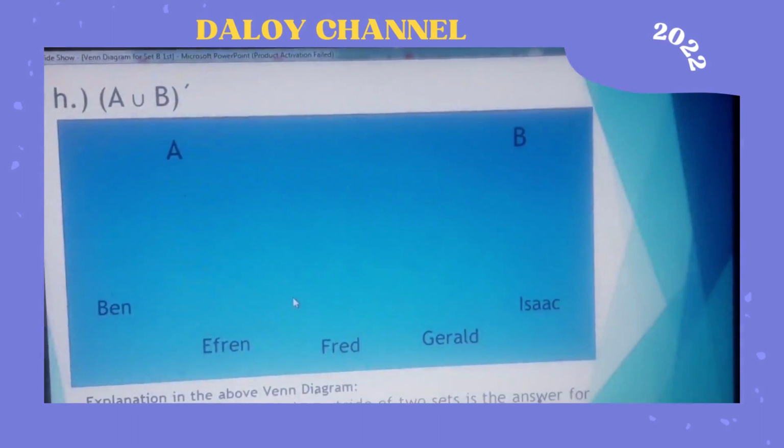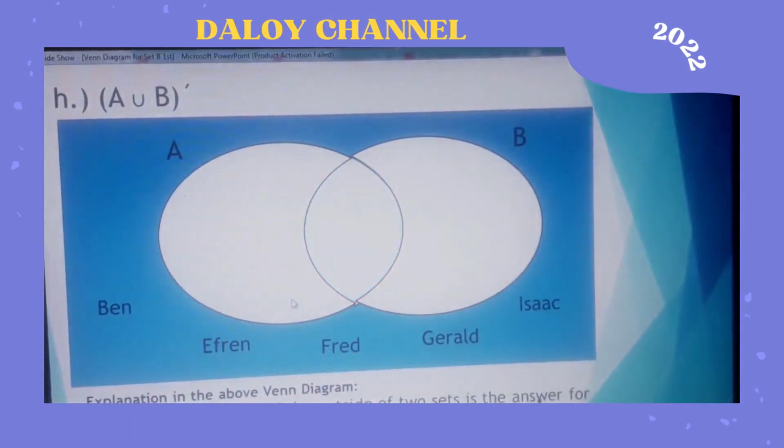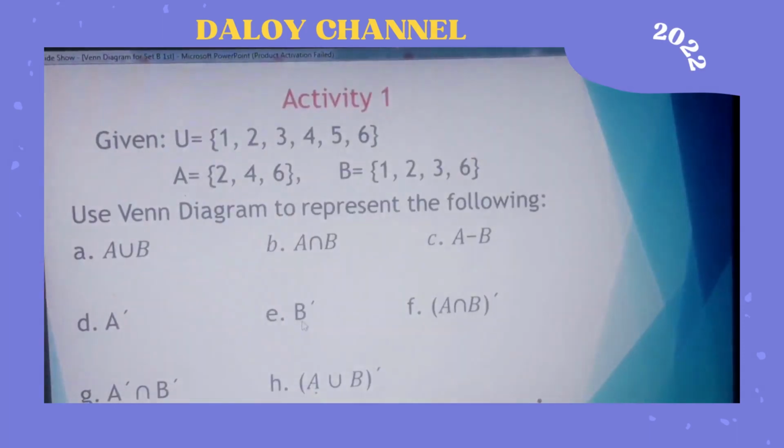So, to show this in illustration, it looks like this. So, the same thing as letter G. The names outside the intersecting sets are Ben, Efren, Fred, Gerald, and Isaac. So I think the information is enough for you to perform this activity.